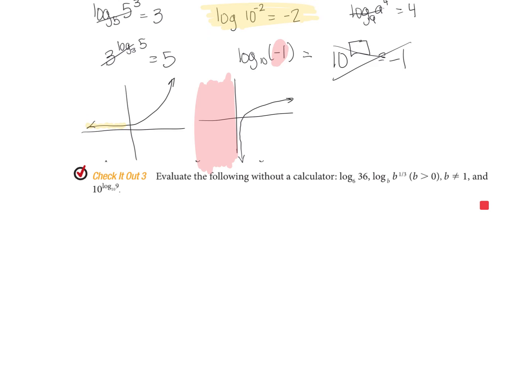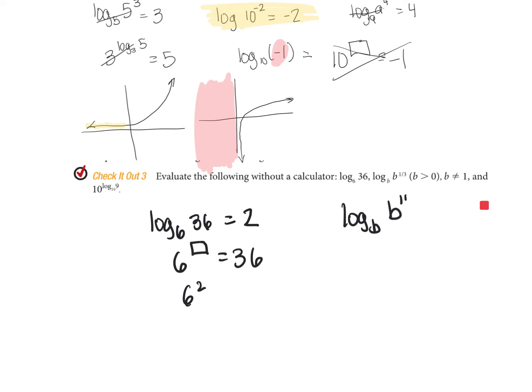Evaluate the following without using a calculator. So log base 6 of 36 would be, what do I need to raise 6 to? 6 to some power equals 36. 6 squared. The answer is 2. Log base b of b to the 1/3 cancels out, equals 1/3. 10 to the log of 10 to the 9, these cancel out, we are good, 9. They're inverse functions, so they go to the identity. Awesome.